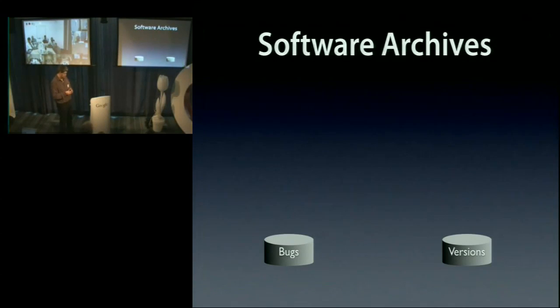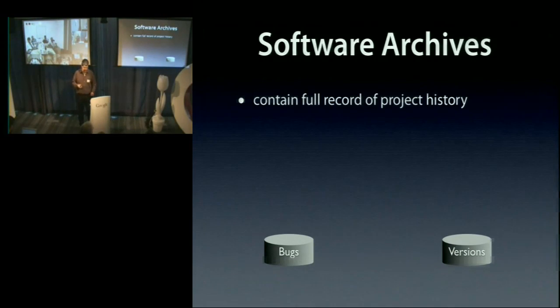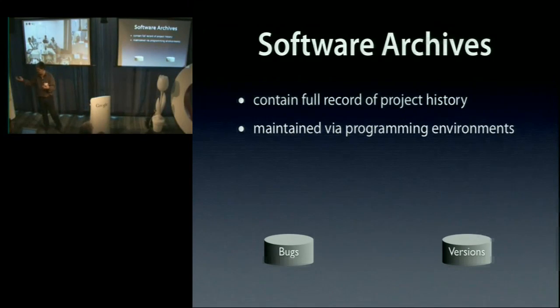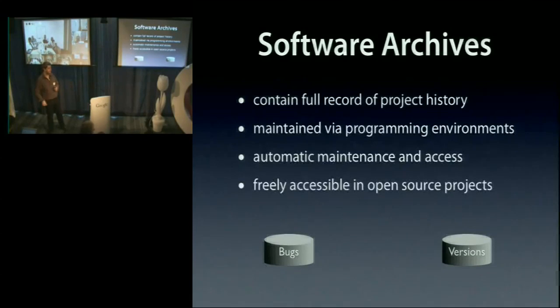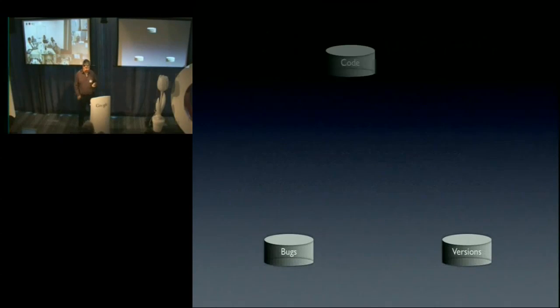All of this is part of a movement which we helped to build. That is mining software archives that contain a full record of the history, that are maintained within programming environments. You don't have to do any extra effort as developers in order to take care of them, because version history gives you enough benefits for that. All the maintenance and access is fully automatic, and for research purposes, for us in particular, there are plenty of such open source archives available. And besides bugs and versions, there's much more.